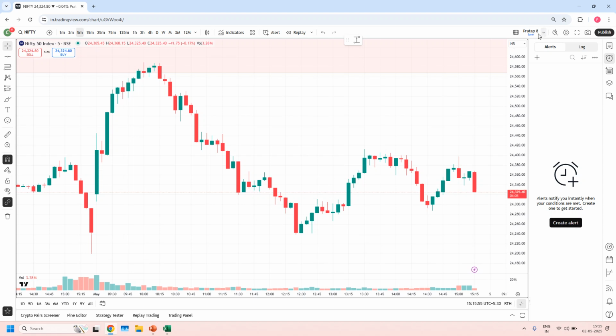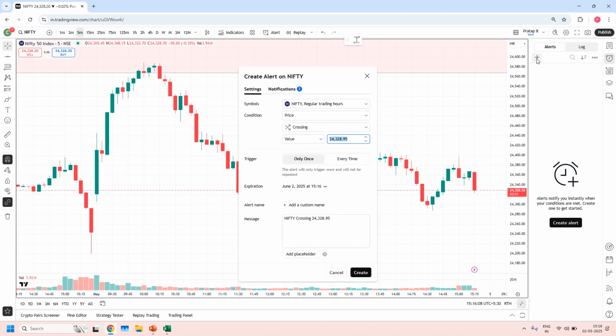Once you create an alert, after that you can click on the plus symbol. So always refer to this plus symbol, or if it is the first time you are creating an alert, you can also directly click on create alert. Both are the same. Anyway, I am clicking on this plus symbol. The alert pop-up window is displayed. Which symbol? Nifty, because I selected Nifty. Automatically it will display.